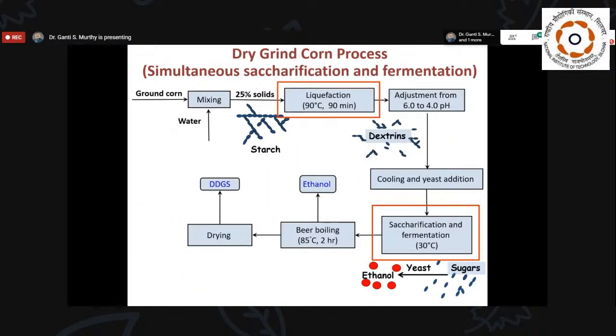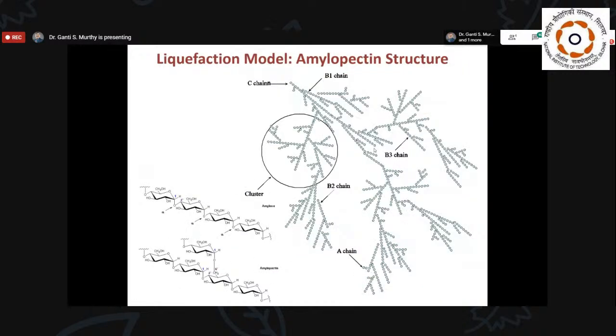As you see, we have to start again with the starch molecule and we end up with dextrose. That is what happens in the liquefaction process. So then what we did was we looked into the structure of amylopectin. Starch has two polymers, amylose and amylopectin. Amylose is pretty much like a straight chain, whereas amylopectin, on the other hand, is a branched structure of glucose molecules. Each of those blue dots that you see is actually an individual glucose molecule. And so you have a tree structure.